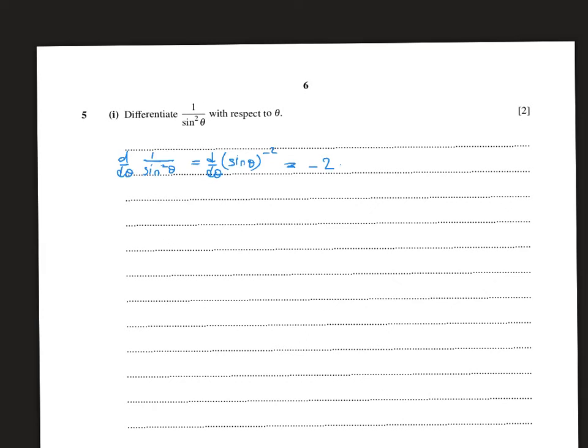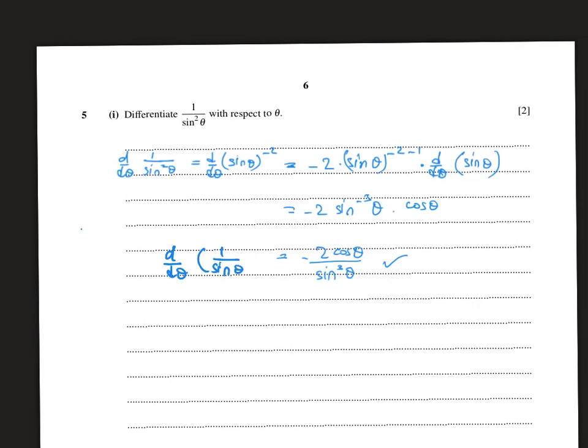So minus 2, the power becomes the coefficient, and sine theta to the power minus 2 minus 1. We have to subtract 1 from the power, and then we also have to multiply with the derivative of the innermost function. So in this case, we have to multiply with d over d theta of sine theta. So basically we're going to get minus 2 sine to the power minus 3 theta, and the derivative of sine theta is cos theta. Or I can also write this as minus 2 cos theta over sine cube theta, which is the derivative of 1 over sine theta. Right.